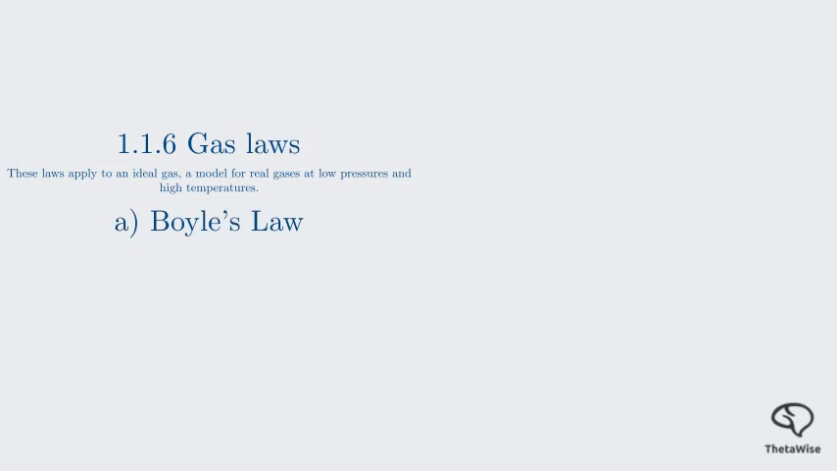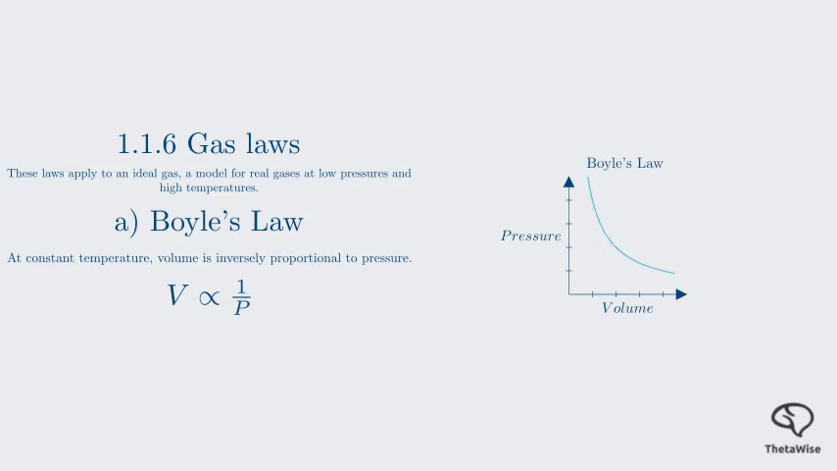First, we have Boyle's law. It describes the relationship between pressure and volume. Boyle's law states that at constant temperature, the volume of a gas is inversely proportional to its pressure. This means if you increase the pressure on a gas while keeping it cool, its volume will shrink. This is shown by the decreasing curve on the graph.